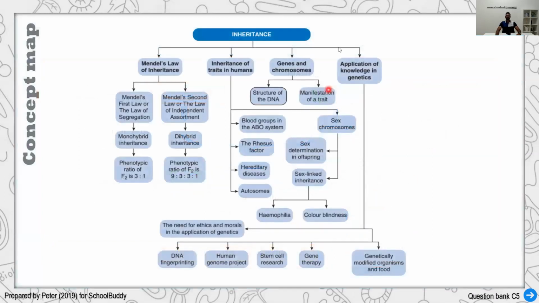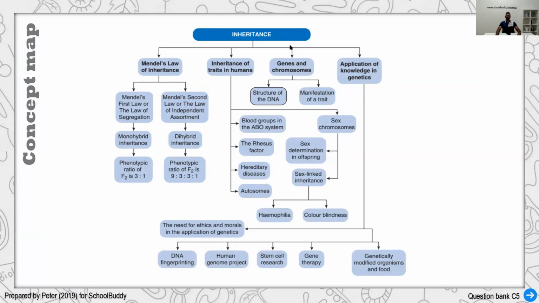So let's recap inheritance here. We saw how Mendel's law is important: monohybrid crosses produce a second generation with a phenotypic ratio of 3:1, whereas in dihybrid crosses we have two characteristics and the phenotypic ratio is 9:3:3:1. This is how Mendel came up with the law of segregation and also the law of independent assortment. They can assort among each other in different combinations.